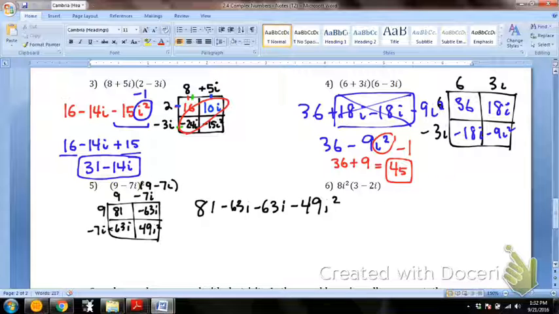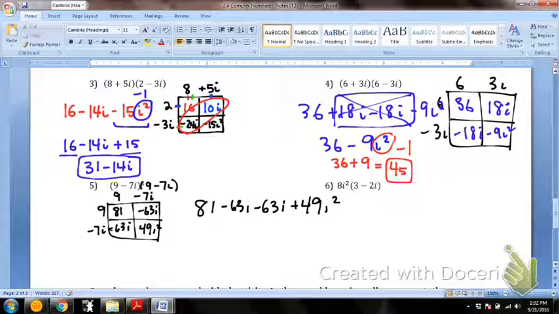Can we put negative 63i and negative 63i together? Yes. To make, what is that, 126? Negative 126i? Yes. But wouldn't that be positive 49i squared? Okay, I would agree with you. Yep. A positive 49i squared, I would agree.